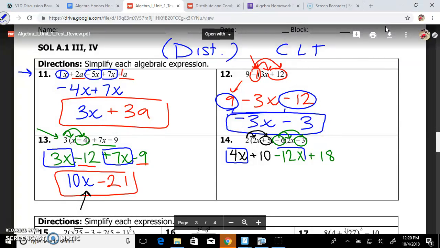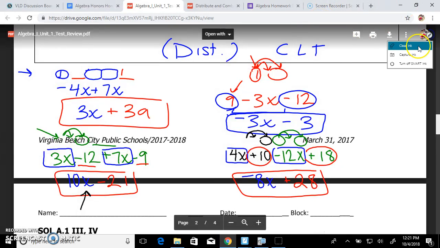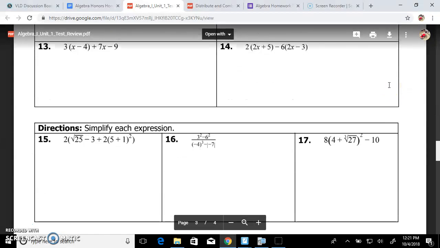Okay, now that we've distributed, let's combine. 4x minus 12x, it's negative 8x. 10 plus 18. A positive 10 plus 18 gives us a positive 28. Let's clear that out.